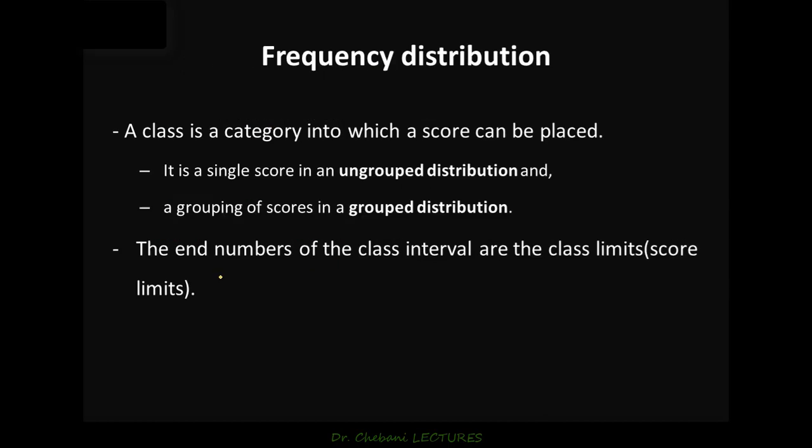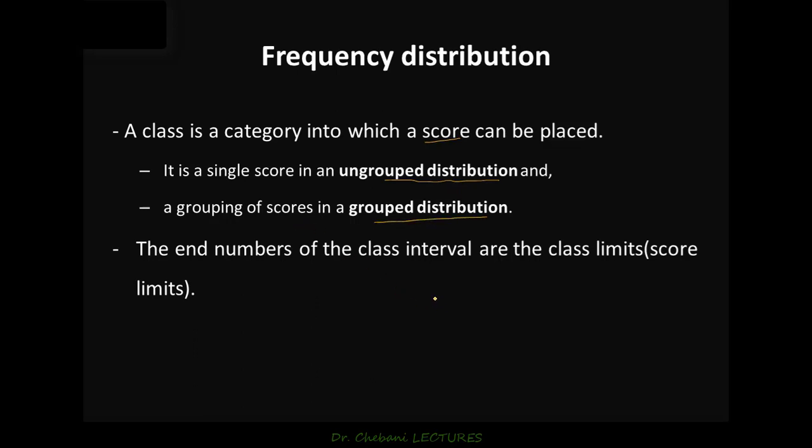So the frequency distribution. Within the frequency distribution, we would have what are known as classes. A class is basically a category into which a score or a data point can be placed. That class or category is a single score in an ungrouped distribution, right? And of course, in a grouped distribution, it's a grouping of scores.